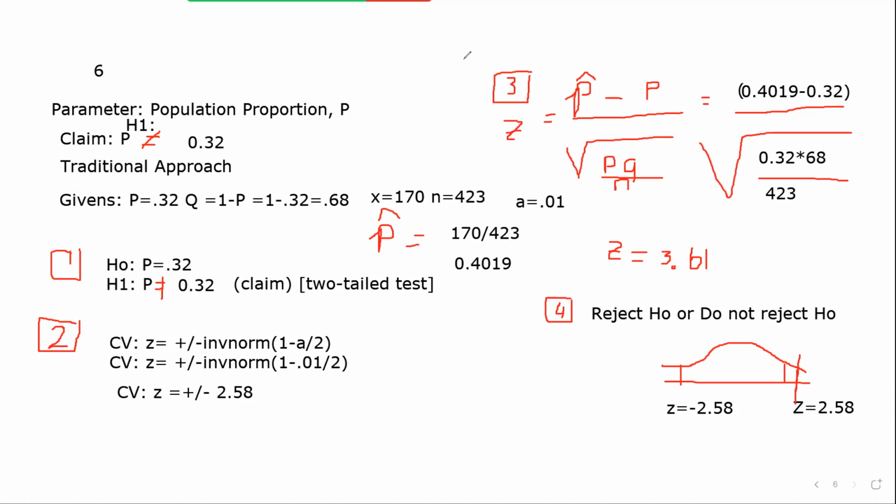Let me make this black. I know that my test statistic is somewhere in this tail portion of where I just shaded. Remember, these are my critical numbers, right? So I'm in the rejection region. This is Z equals 3.61. And because of that, isn't the CV supposed to equal negative and positive 2.58?